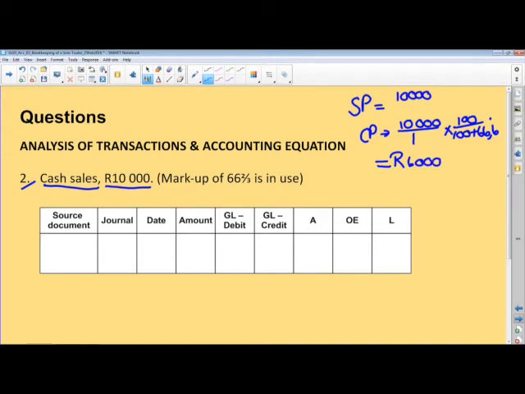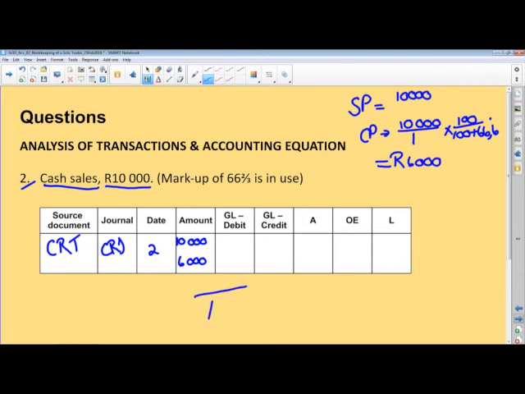Your source document will be your cash register tape. We'll put it from the CRJ. Now we'll have two amounts. We'll have the 10,000, which is your sales, and we'll have the cost price of 6,000. Now I like to do the accounts.